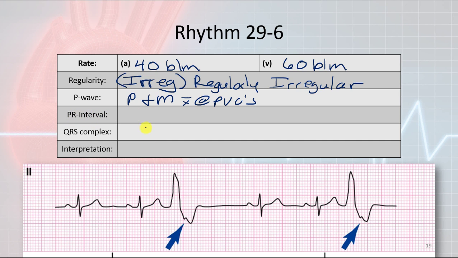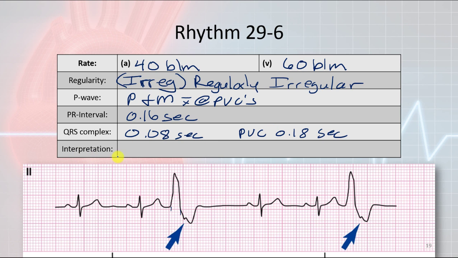PR interval is about 0.16 second. QRSs, normal QRS is about 0.08 second. The wide one here, these are a little bit tougher. So this will begin right here. This will end right about there. So that looks to be almost 0.16. So the PVC is about 0.18 second because it looks like it goes a little further past that box right there.